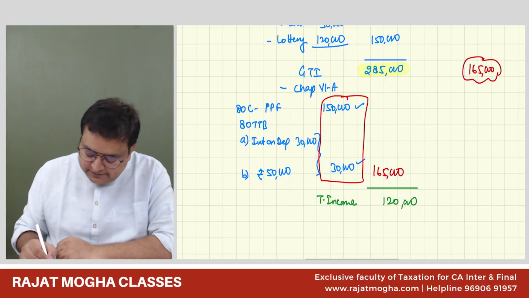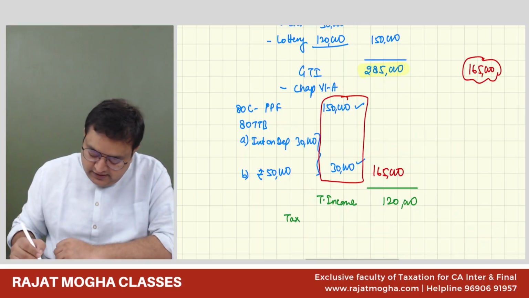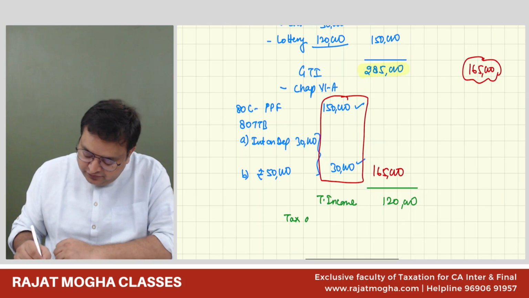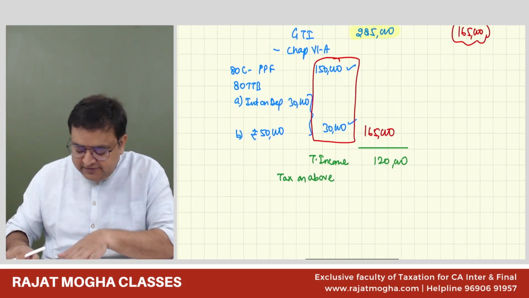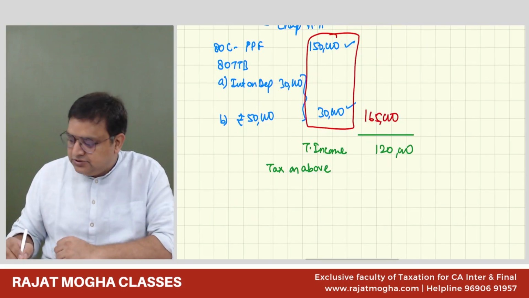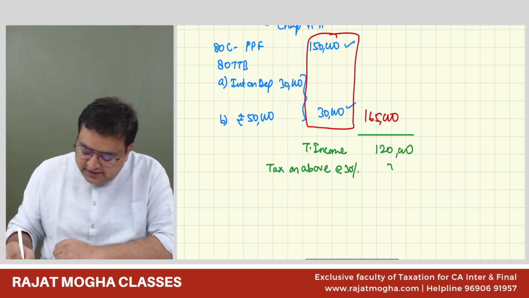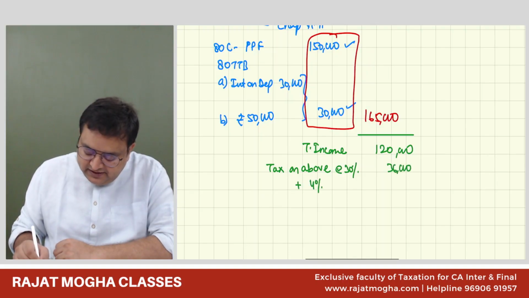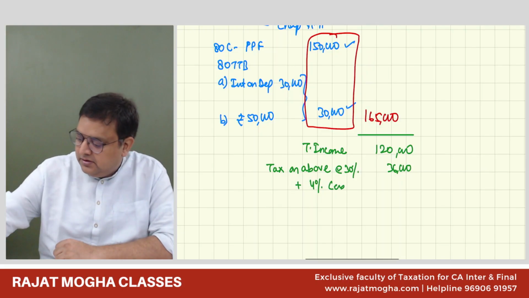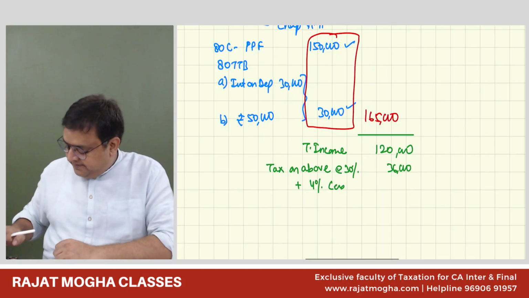So the tax would be, although this question is not asking it, but still I'm just doing it for your knowledge or reference. Tax on above at a rate of 30%, 36,000, plus 4% health and education cess, 4% cess, 1,440.